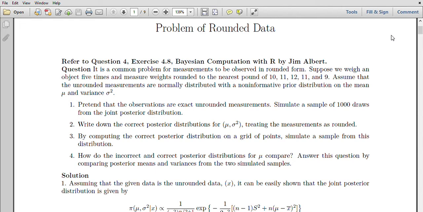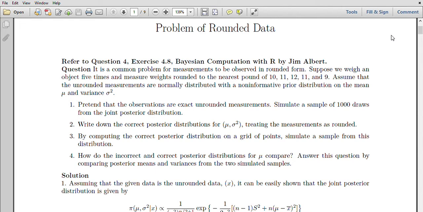Since the original observations are assumed to follow a normal distribution with mu and sigma square, the rounded observations will also have parameters mu and sigma square. There are two approaches to analyze this data. Assuming a non-informative prior for mu and sigma square, and assuming that these rounded observations are actually unrounded observations representing data from normal mu, sigma square, we can compute the joint posterior of mu and sigma square. This is the first approach.